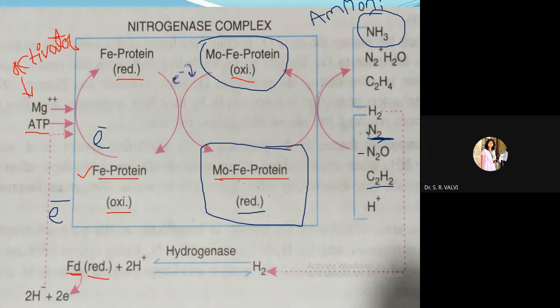Now, what happened to this ammonia? That I will tell you in my next coming slides. Till here, please remember, C2H4 is nothing but ethylene. This is ethylene, right? This is acetylene. This is nitrous oxide. I will write only N2O, nitrous oxide, right?